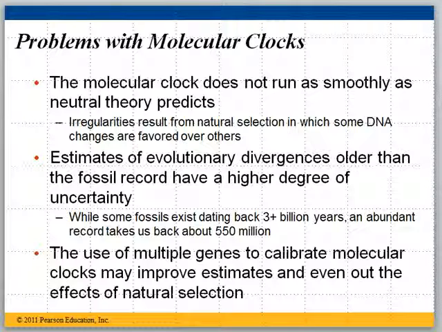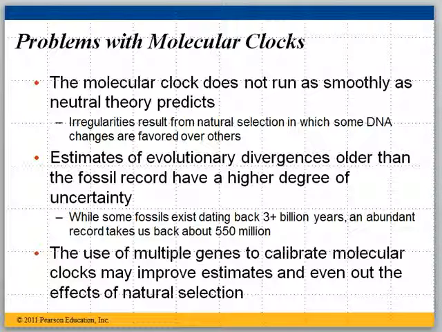Estimates of evolutionary divergence older than the fossil record have a higher degree of uncertainty, and this makes sense. If you're relying only on molecular clocks for your data and you don't have any other source of data to check, balance, or calibrate that, then you're probably going to have a higher error rate.